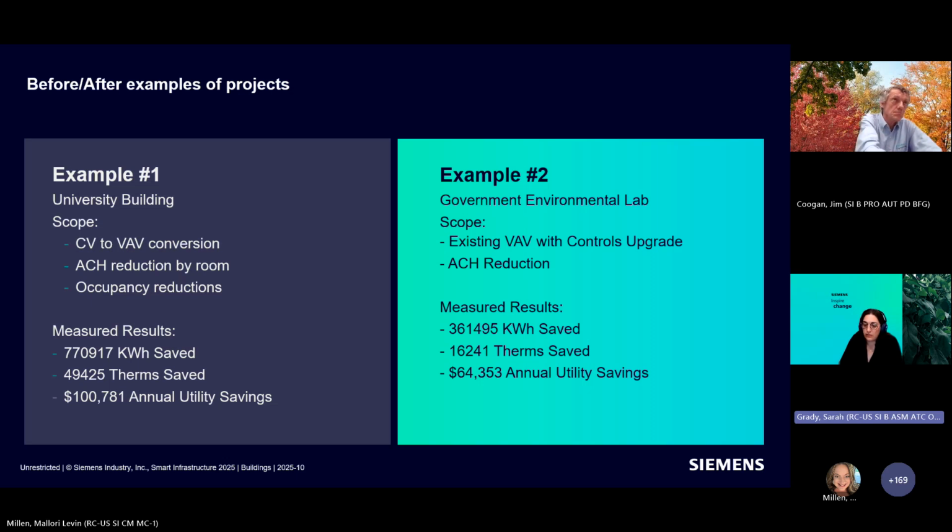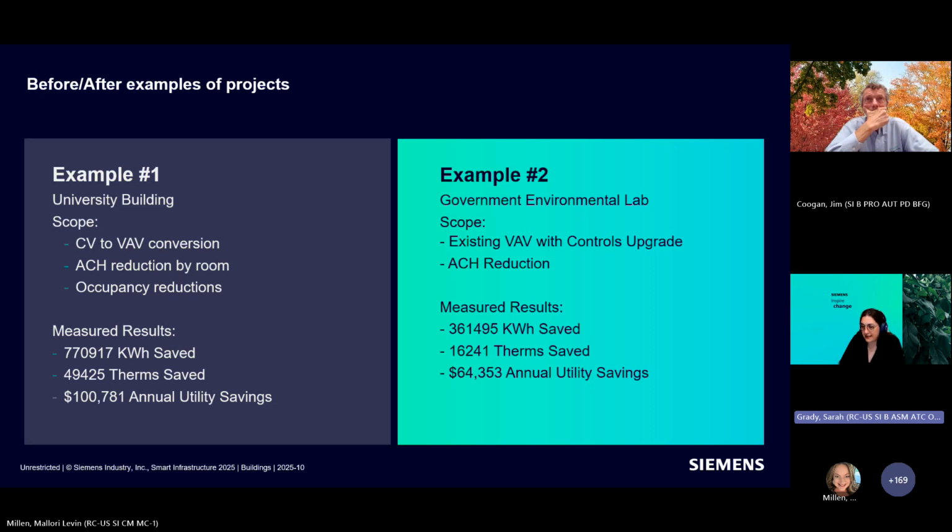So with this particular building, we had the full measurement and verification afterwards. Our measured results show the kWh and therms saved, but I won't read those out. Essentially, the end utility savings was over $100,000 in annual utility savings. And again, this is ongoing every single year, right?